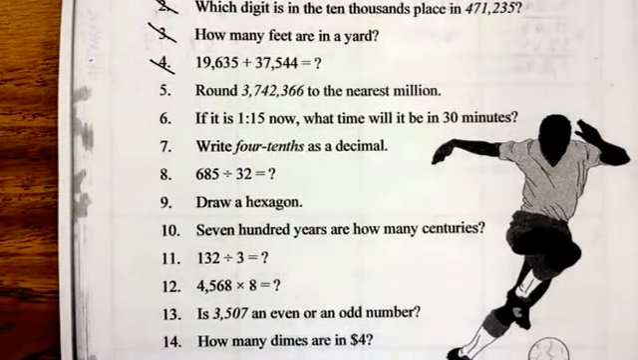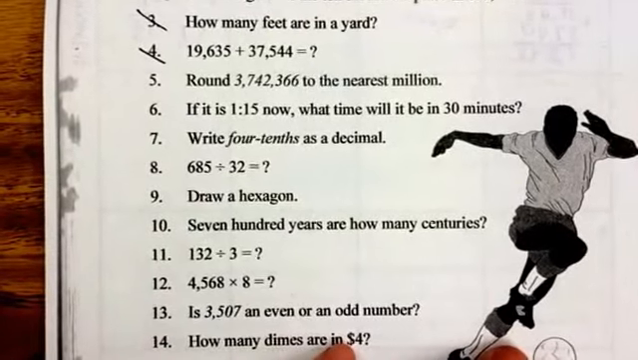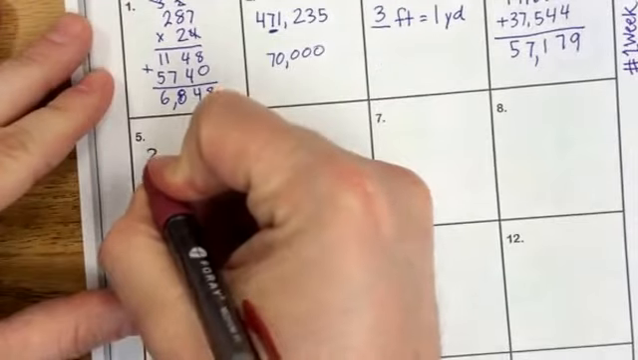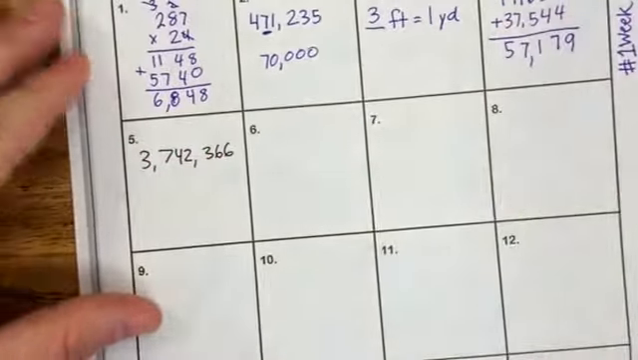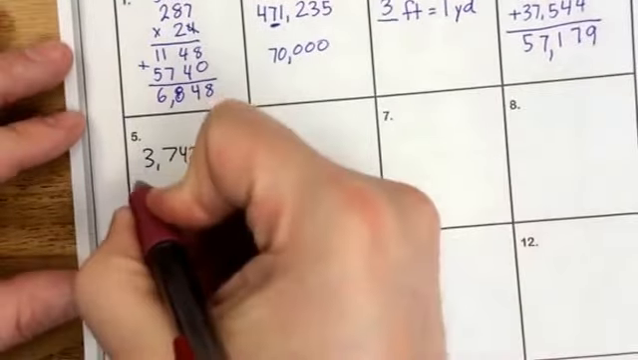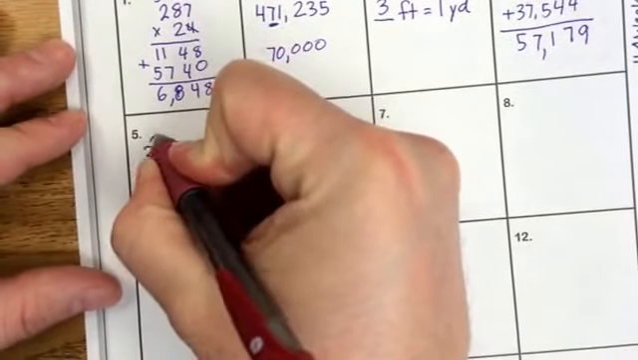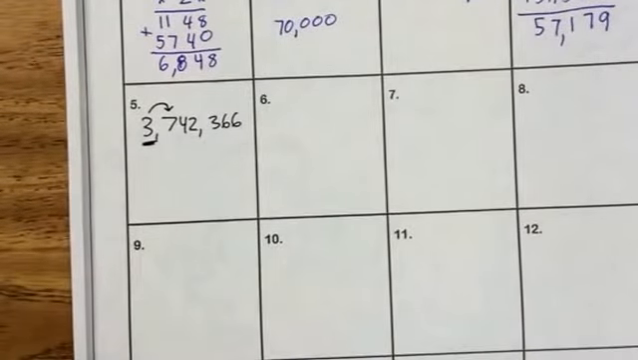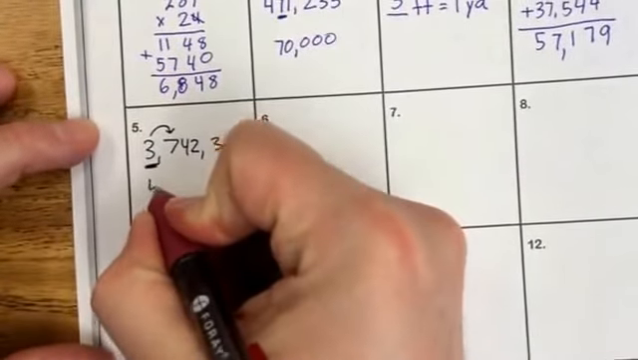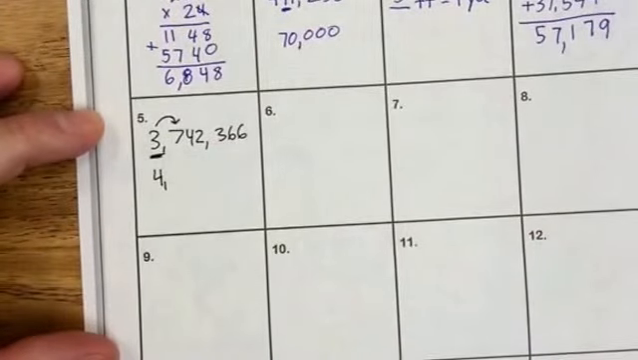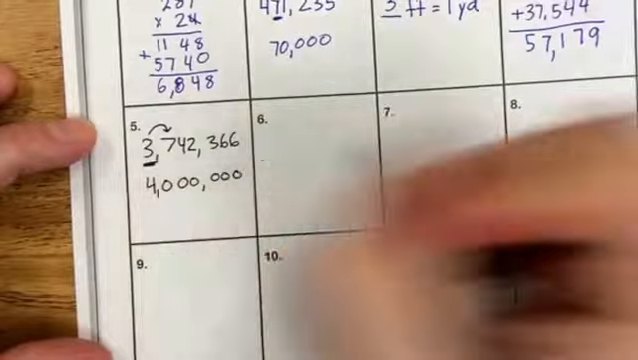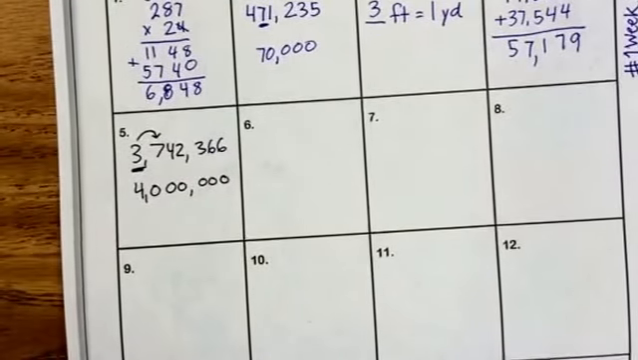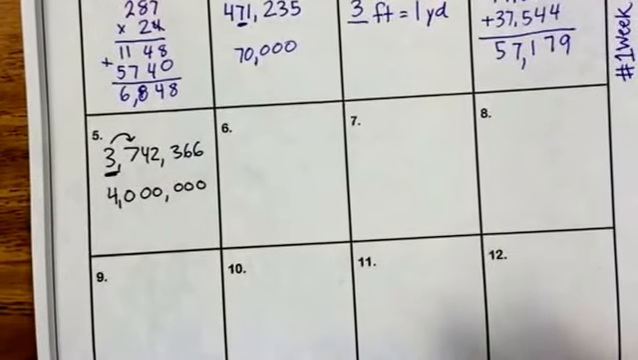All right, problem number one, we need to look at 3,742,366, and they want us to round that to the nearest million. So I'm rounding to the 3 here. I take a look at my next door number and see that that's a 7. So I know that that 3 is going to become a 4, and then everything else is going to become 0. Okay, so 3,742,366 is going to round up to 4 million.